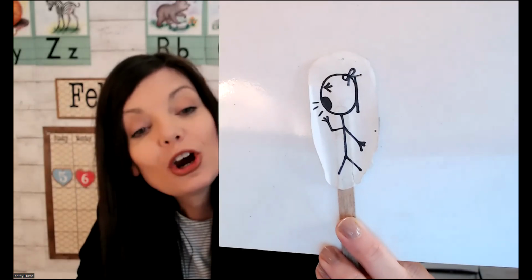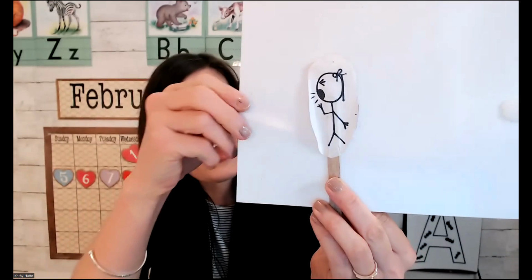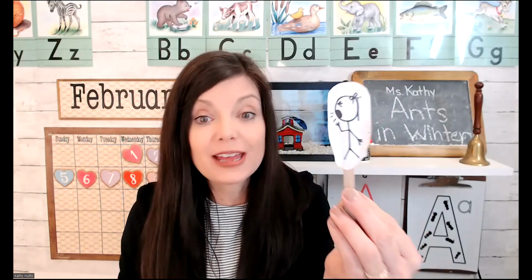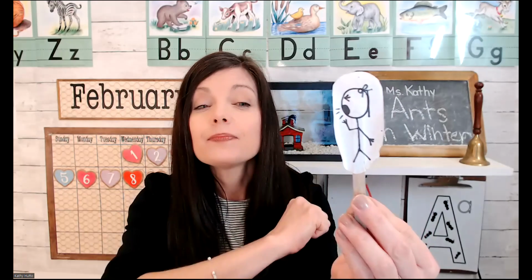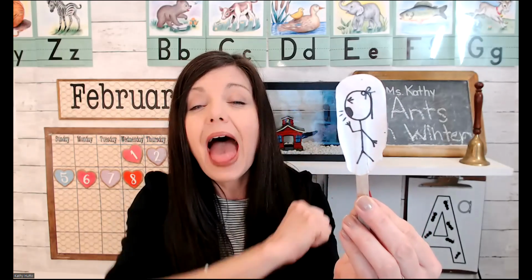Well, if you look really carefully, you can see a letter A hiding in the picture. It's her head. Her head looks like the letter A. So I'm hoping when you see a letter A, it'll remind you of my friend A who says, ah, choo.